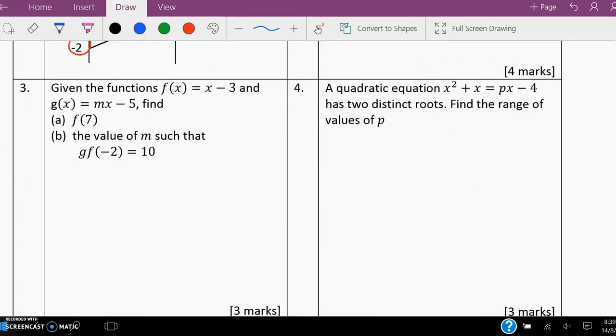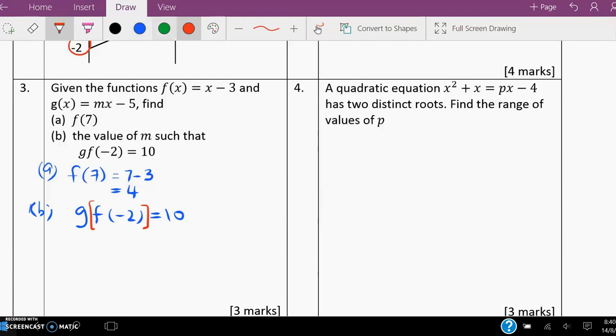Question number 3A is so simple. We're just merely substituting the value of 7 inside, 7 minus 3 is 4. Okay, B, the value of m such that gf(-2) is 10. So gf(-2) here, gf(-2) is 10. I'll use red color to make it stand out that you have to find f(-2) first.